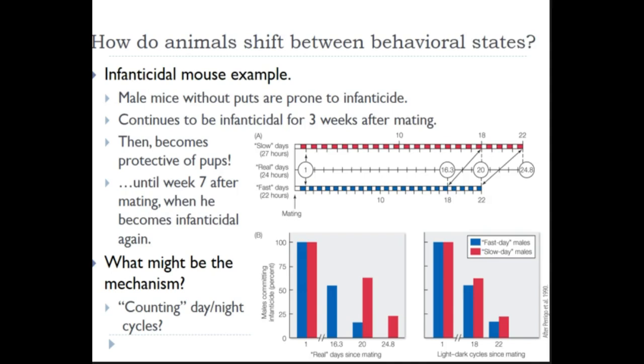I really think they just forgot to put the bar in for that figure, and I didn't notice until right now, and I'm sorry about that. But these slow day individuals do finally stop being aggressive once you get to about day 24 of real days, because finally they've gone through their full 21 light-dark cycles, being on the slower day pattern.